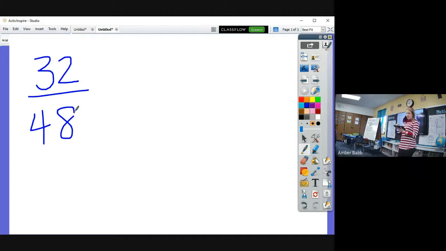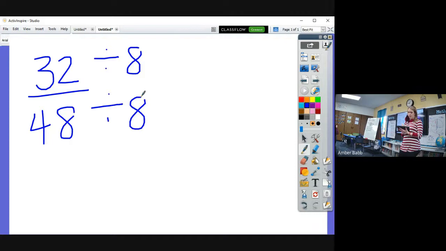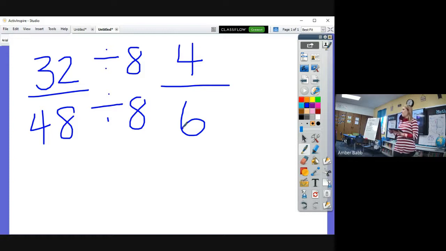8. Fiona says they can both divide by 8. Because 48 divided by 8 equals 6, and 32 divided by 8 equals 4. It would be 4/6. Okay, so 32 divided by 8 is 4, and 48 divided by 8 is 6. I can actually go more. I can take 4/6 down even further. What can I divide 4 and 6 both by? 2.